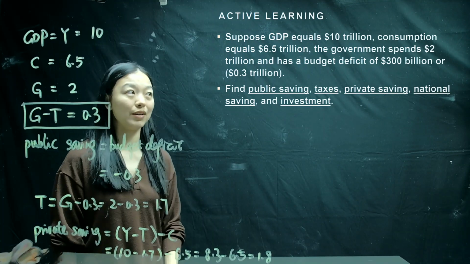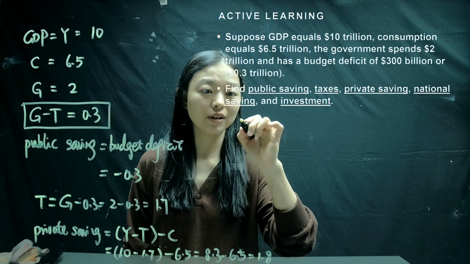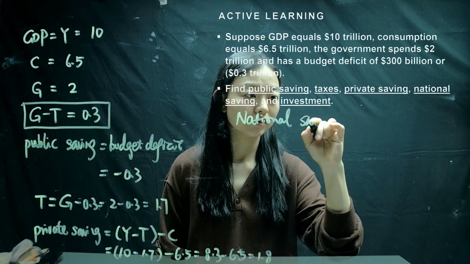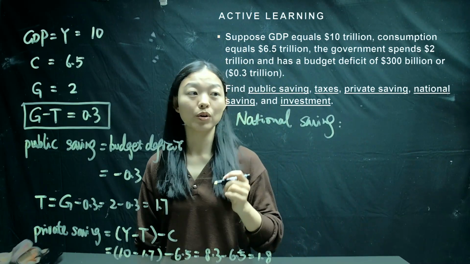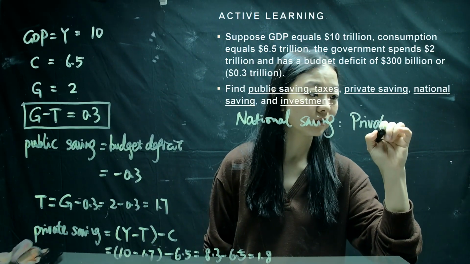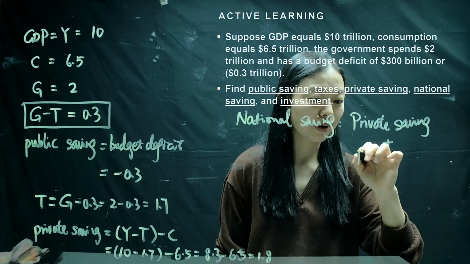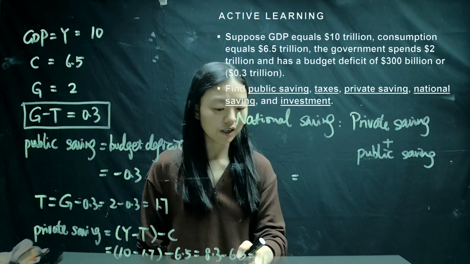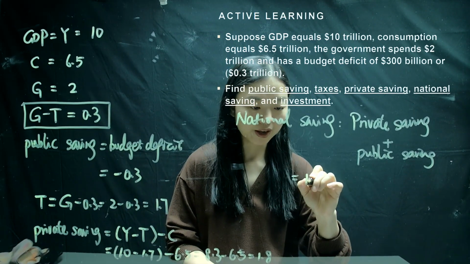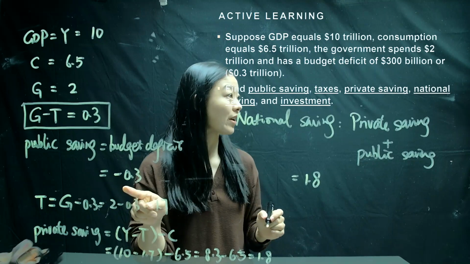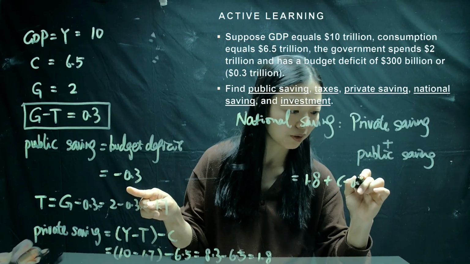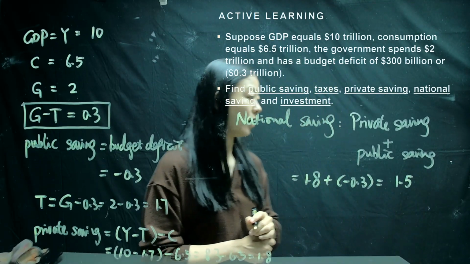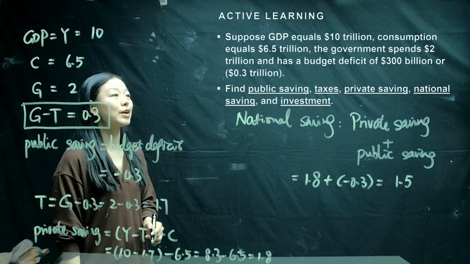Now, how about the national saving? National saving, I will just write it down here. Okay, so national saving will equal private saving plus public saving, right? And we already have the private saving equal 1.8. However, the public saving is negative, right? Plus negative 0.3. So finally, the national saving will just equal $1.5 trillion, right? And the last one asks you to compute investment.